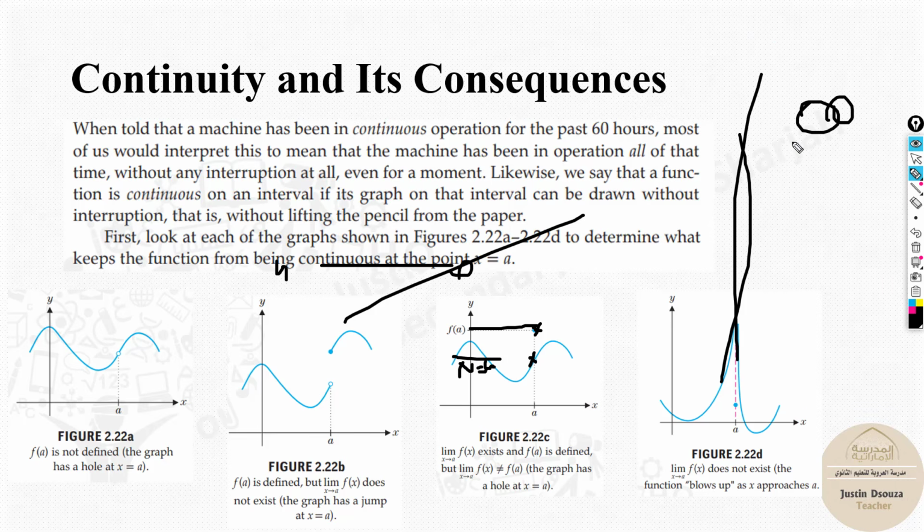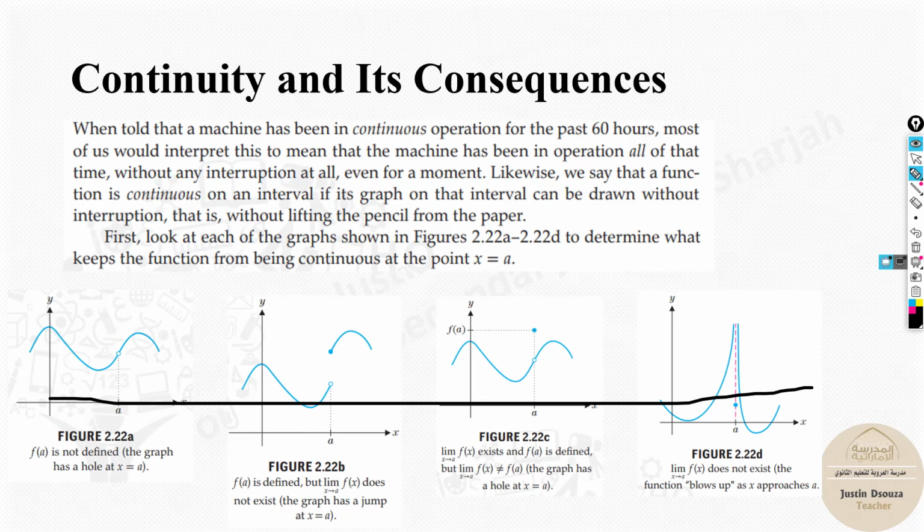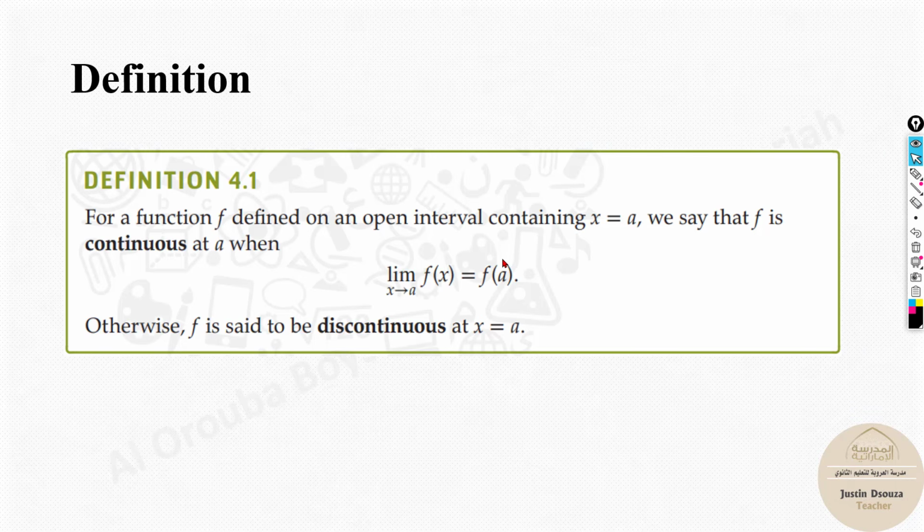But we just write it. If both are positive infinity, then we write positive infinity because we know it's going upwards. Or if it's minus infinity, both are going downwards, something like that. Anyway, so these are all not continuous. Now we will see more about it.